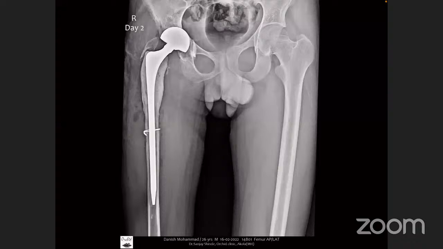Now, when should I think of a revision? How should I proceed further? How should I monitor him? And what should be my next move? As I mentioned, you will need a tumor prosthesis. Yes, sir.